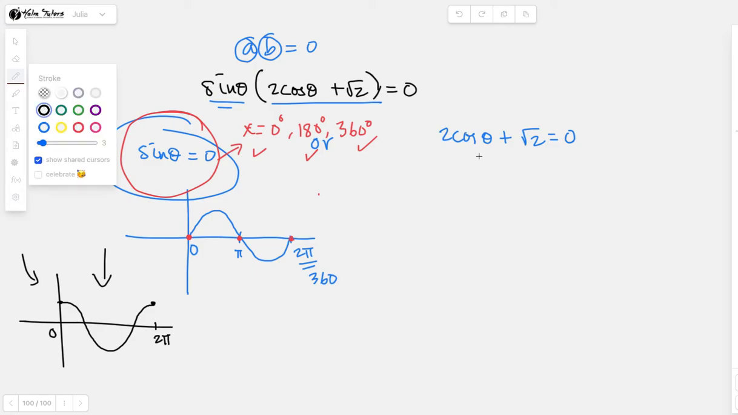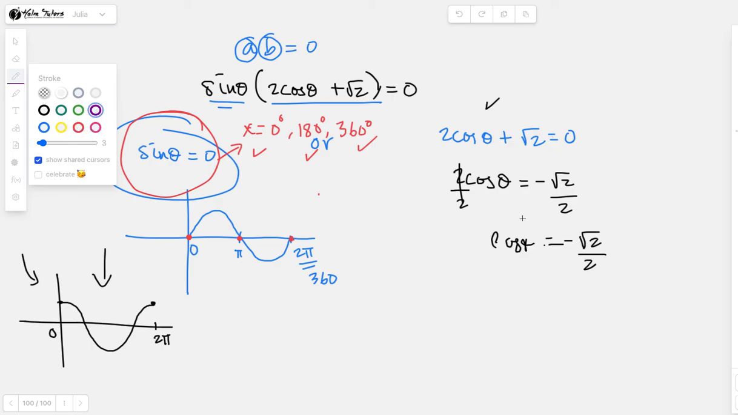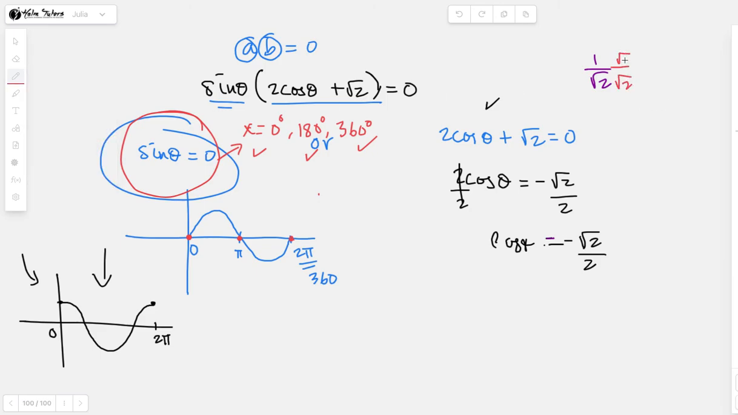Okay, now for the next one, for this other factor, we have to subtract root 2 from both sides. That gives us minus root 2. And then we go over 2 over 2. So cosine theta is equal to negative root 2 over 2. Now, this one, very important detail here, which is you have root 2 over 2. Well, remember, if you have 1 over root 2 and you rationalize it, you multiply by root 2 over root 2. When you do that, you get root 2 over 2, right? And so root 2 over 2 is the same as 1 over root 2 before you rationalize it.